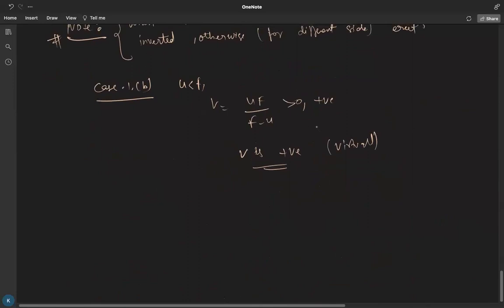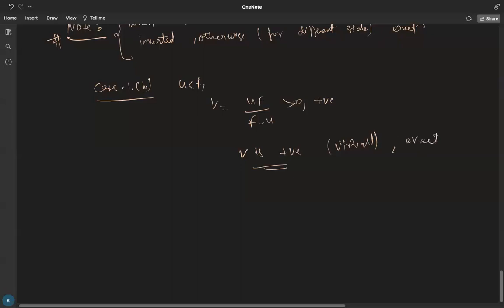And now the object is in the front side of the mirror and the image lies in the back side of the mirror. That means object and image are not lying on the same side of the mirror. Object and image are lying on different sides of the mirror. Object lying in the frontal side, image lying in the backward side. So in that case, the image will be virtual, erect.